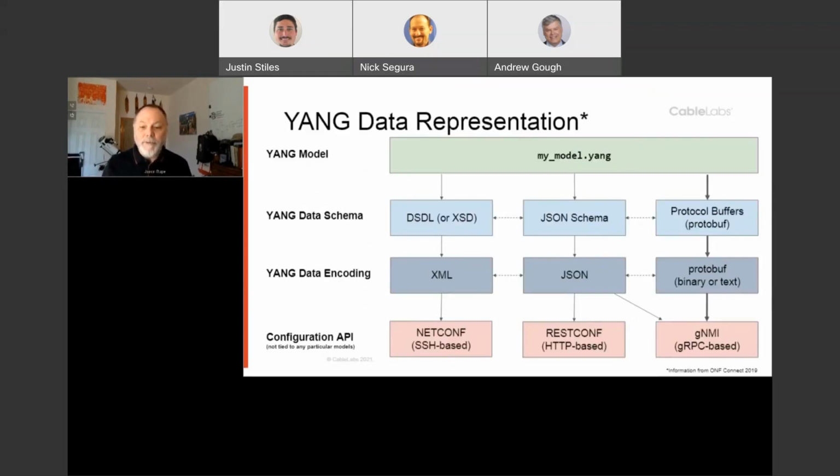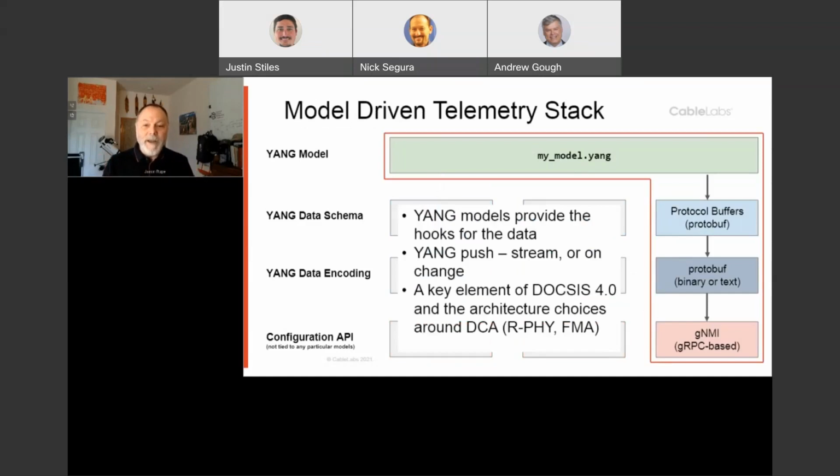So you'll take a look at this presentation here. This is information pulled from ONF, but we've rebuilt it here to give you a view of what the options mostly are. We're going to have YANG modeling at the core. That's going to allow you to do a lot of different things here. But the industry, our industry in cable, is really gravitating toward one set of solutions. And that is, we're going to go down this right-hand side here, where you've got protocol buffers, protobufs, and that's going to provide your YANG data schema and also provide your data encoding. And then you're going to be able to access through gNMI, gRPC-based solutions to get your configuration. Your API is going to be formed in that mode.